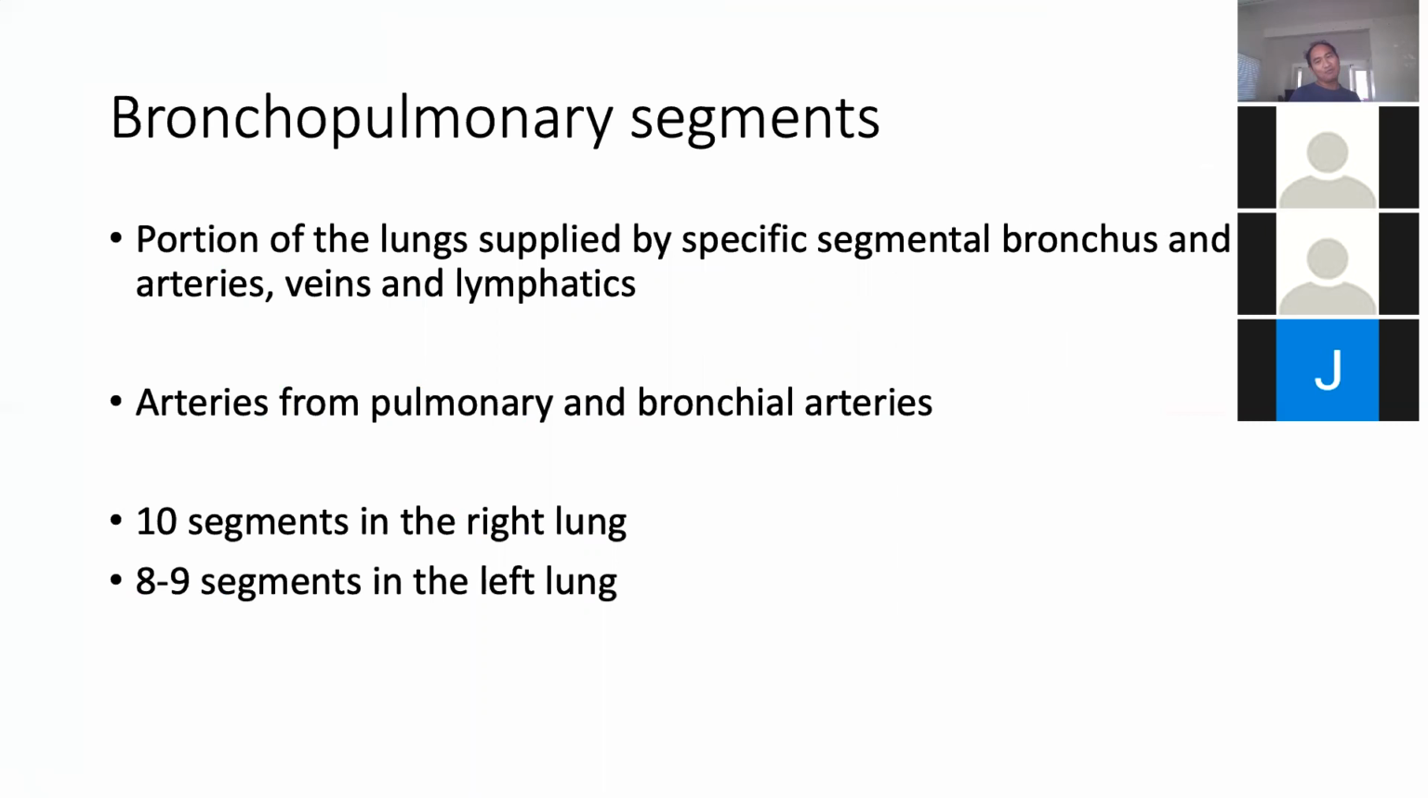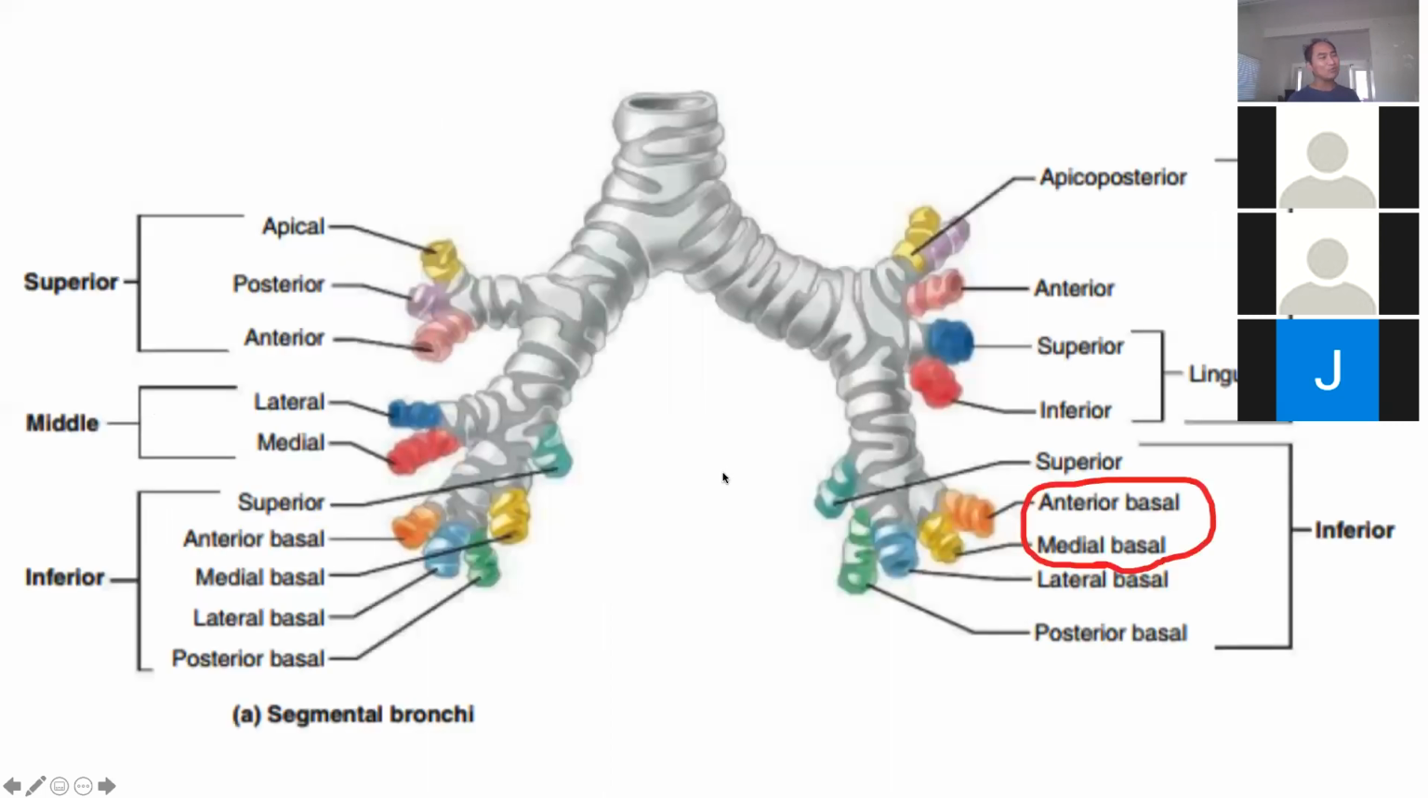Bronchopulmonary segment. A bronchopulmonary segment is the portion of the lung which is supplied by the tertiary bronchiole and its own artery, its own vein structure. So it is the portion of the lung supplied by a specific segmental bronchus, artery, vein and lymphatics. So this airway, the tertiary bronchus, is called the segmental bronchus.